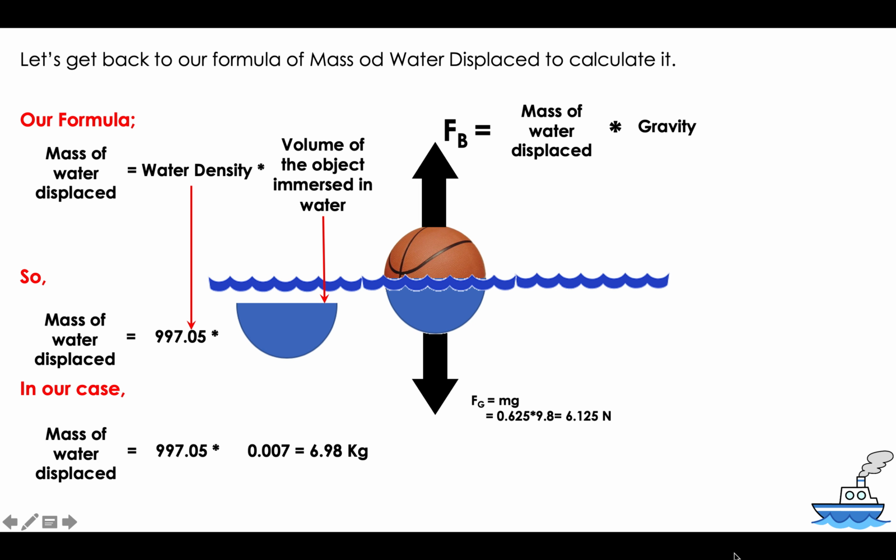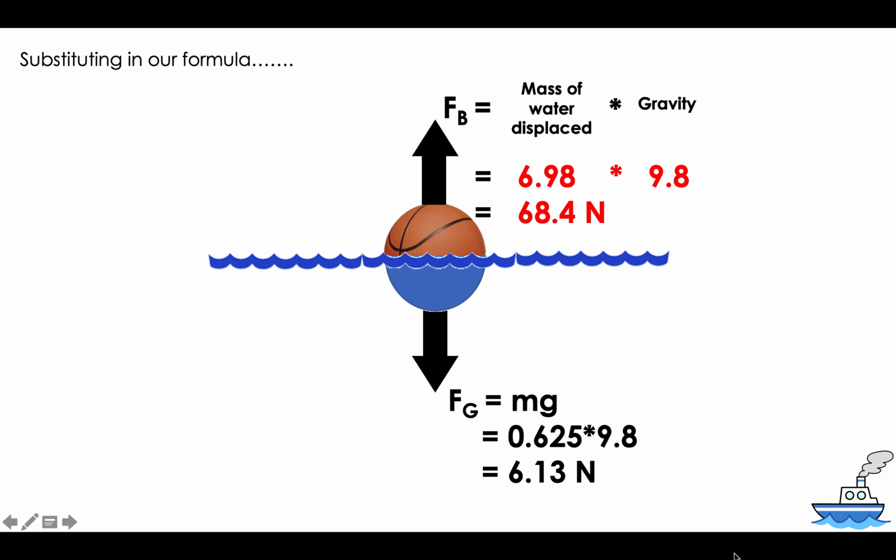Now let's go back to the formula of mass of water displaced to calculate it. Our formula, back again, water density, that is 997.05, times the volume of the object immersed in water. We just calculated and it was 0.007. The multiplication will give us 6.98 kilograms. Substituting in our formula for force of buoyancy, the mass of water displaced, 6.97, times gravity, that is 9.8. The answer, 68.4 newtons going up.